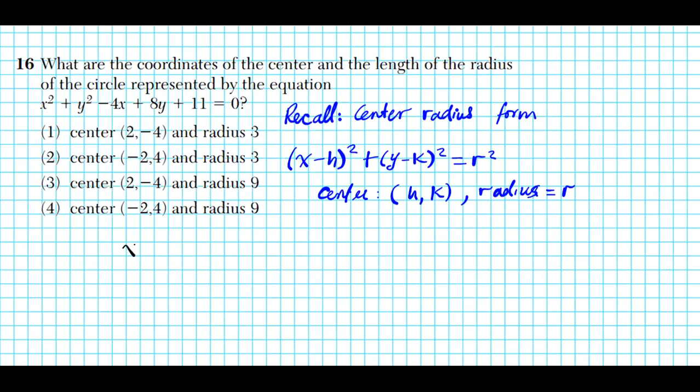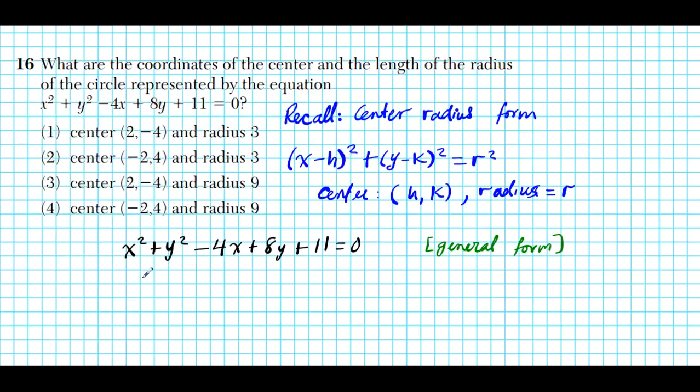Okay, so what we have is the general form: x squared plus y squared minus 4x plus 8y plus 11 equals 0. What we're supposed to do first is convert this into the center radius form. If we place it in the center radius form, then it's easy to determine what the center and the radius are. So let's go ahead and do the conversion.